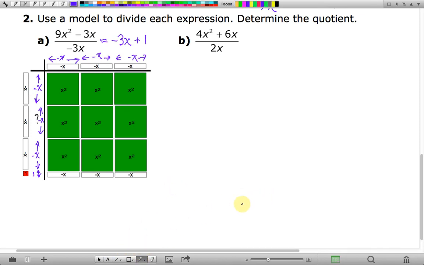Alright, next we've got 4x squared plus 6x, and we're dividing by 2x. If you think you know how to do that on your own, then by all means give it a shot. Pause the video, try it, and then come back when you're ready to check your answer. If not, then stay tuned. First thing I'm going to do is, just as I did here, create that framework for this division question.